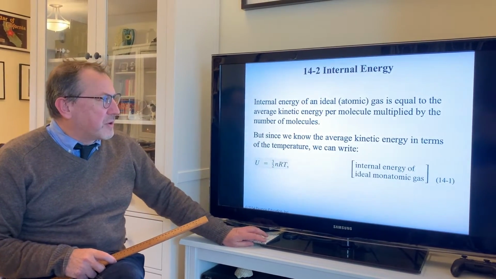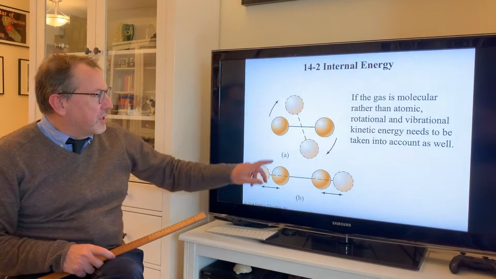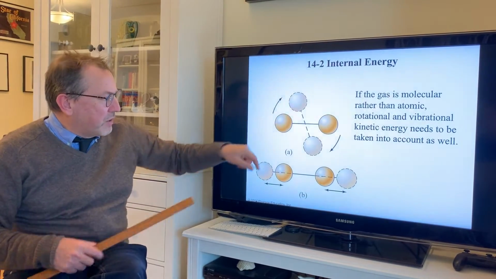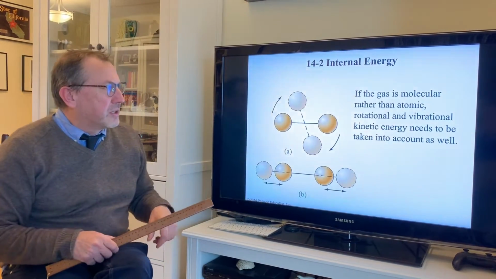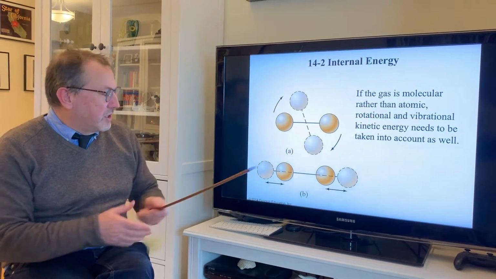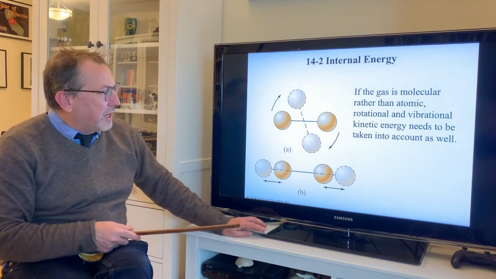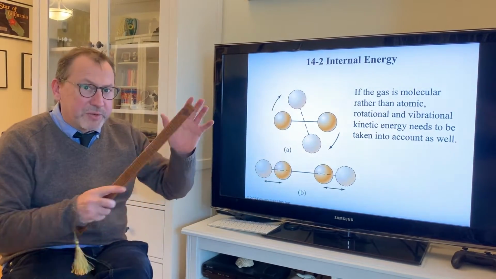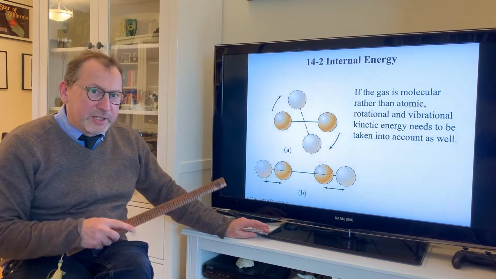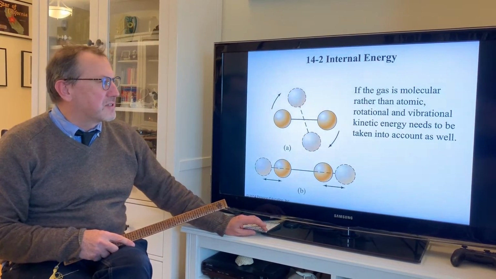But if we consider something like nitrogen or hydrogen, which goes around as H2, you can see that these gases, as well as running around, they can spin around or they can vibrate. So if the gas is molecular, the internal energy is not only due to them racing around, but we have to add another term because they can vibrate and rotate. Now, this will become important a little bit later when we look at what's called specific heat capacity.